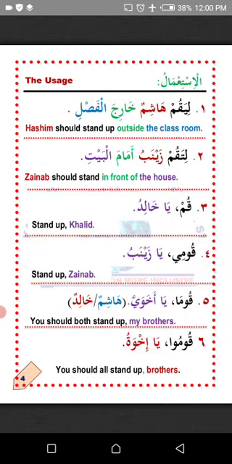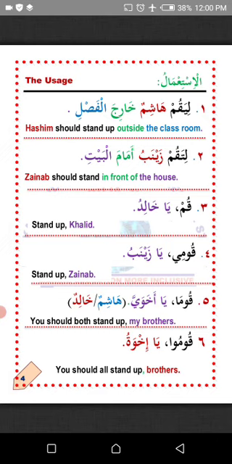Al-istimal, now the usage. Number 1. Liyakum Hashim kharij al-fasl. Hashim should stand up, outside the classroom. I repeat. Liyakum Hashim. Hashim should stand up, outside the classroom.